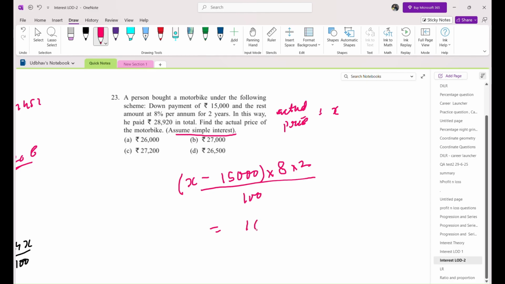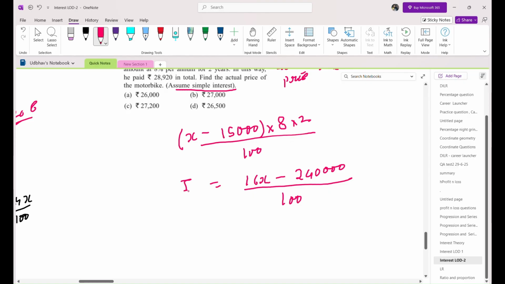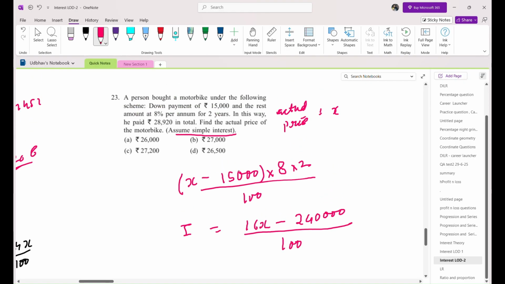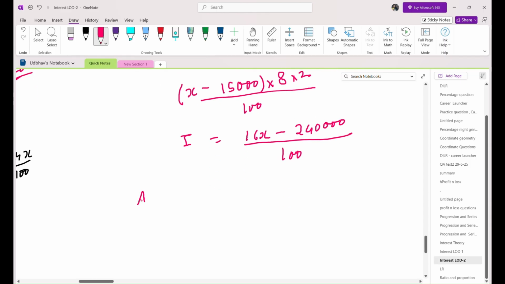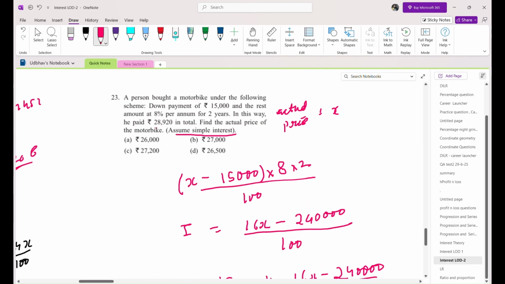So what will it be? 16x minus 16 into 15,000, that is 240000 upon 100. So that is the interest. So what will be the amount? Amount will be principal plus interest, this is the principal, plus this interest, 16x minus 24000 upon 100. This is the amount he paid, and we are given in this way he paid this in total, including this 15,000 down payment.